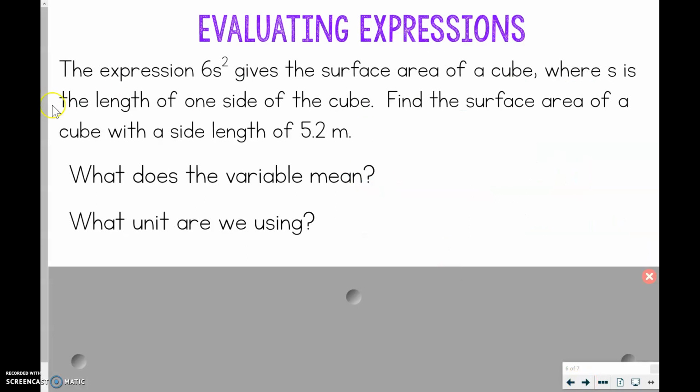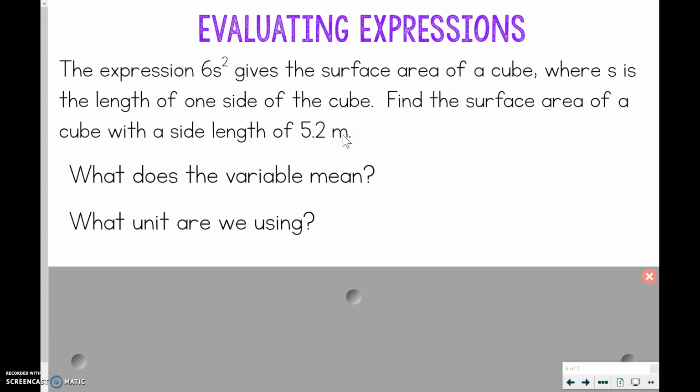Last one. So we've got the expression 6s squared gives the surface area of a cube, where s is the length of one side of the cube. Find the surface area of a cube with a side length of 5.2 m. Now in this case, m is just saying meters. It's just the abbreviation, which is what we had on the last one. So m is not a variable in this case.